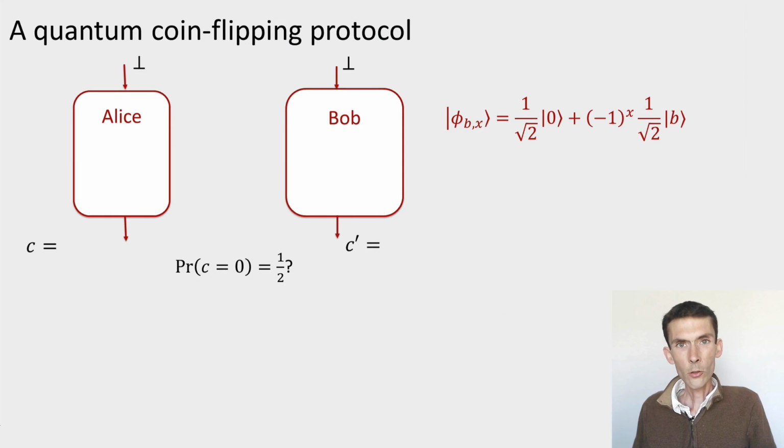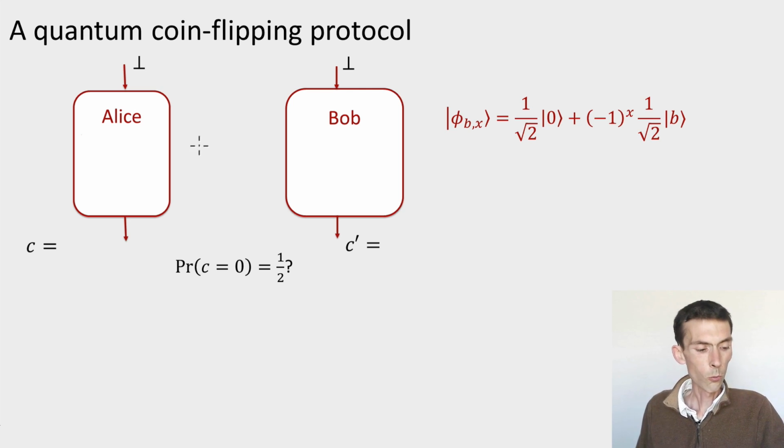It's going to depend on a family of 4 states that I wrote over here, phi_bx, where b is a bit, x is also a bit. They have the property that if you fix b but you change x, the states are orthogonal, but for different b and the same x, they're not orthogonal. This is going to be important for the protocol.